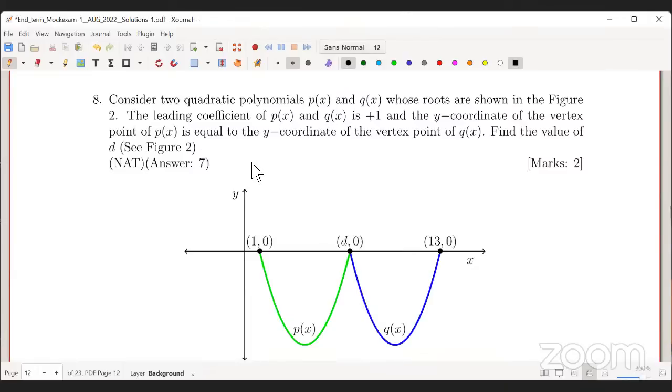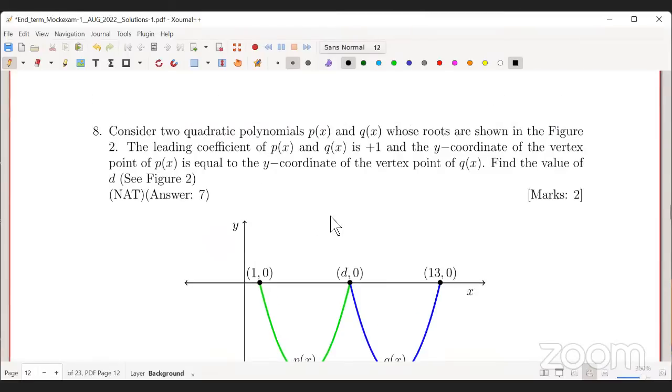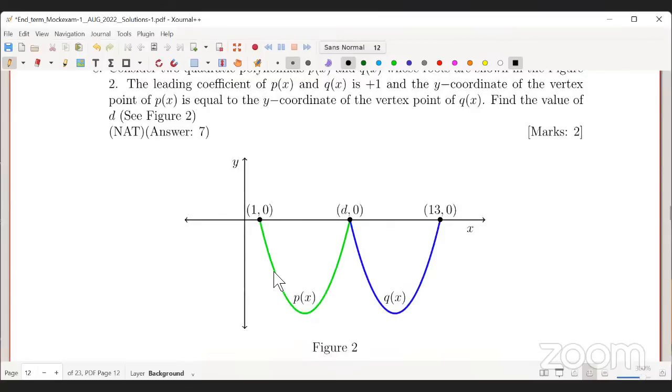Yes, sir, this question. It's given that P(x) and Q(x) are two quadratic polynomials, right? So the graph of some part of P(x) is given, and the graph of some part of Q(x) is given, right? So from this part, you know the roots of P(x). What are the roots of P(x)? 1 and D, right?